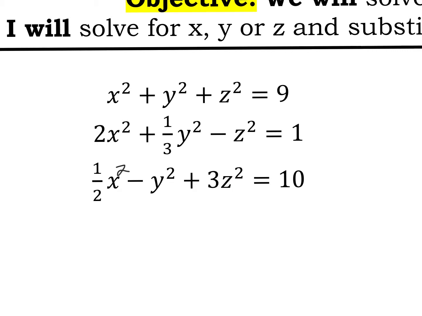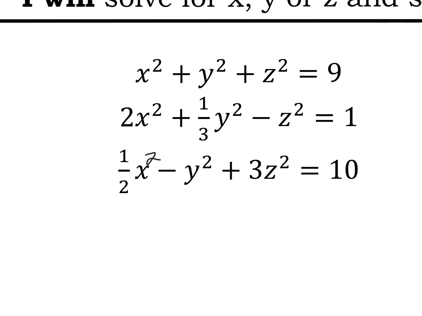So first thing I want to do is get rid of these two fractions. I don't really like working with fractions that much. Most people I encounter don't seem to like working with fractions that much either. But if I'm going to clear out this fraction, all I need to do is multiply this equation by 3. And then if I'm going to clear out this fraction, I just need to multiply that equation by 2.